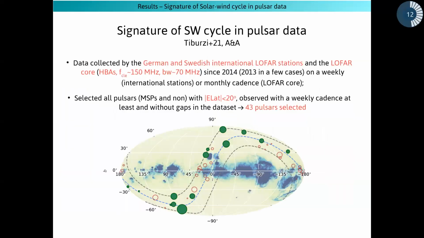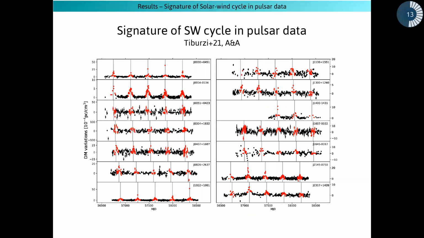The first result that I want to bring up today has been published in a paper earlier this year. In this paper, we collected data from the pulsar monitoring campaign since 2013, and we selected in particular pulsars that are located very close to the ecliptic. We obtained the dispersion measure time series of each of them and searched for solar wind signatures after removing the interstellar component. Of all the pulsars that we studied, 14 showed solar wind signatures that are shown here.